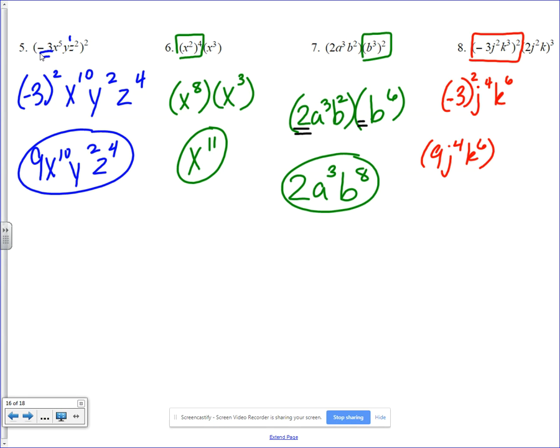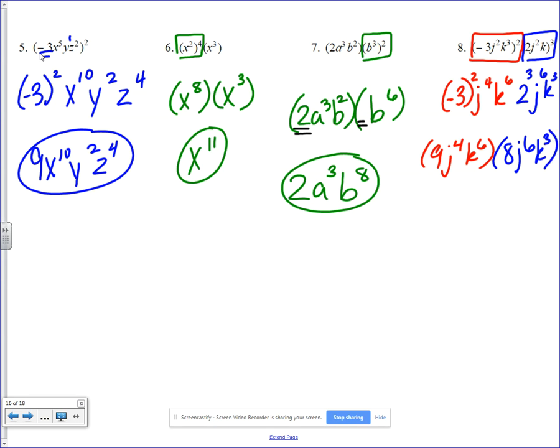All right, Savannah, let's go over to the right-hand side now. You do have a coefficient again. What are we going to do with that 2? Okay, what are we going to do with the j's? So j to the 6, and how about the k's? Wonderful. What is 2 to the 3rd power, ma'am? So this is 8, j to the 6, k to the 3rd.